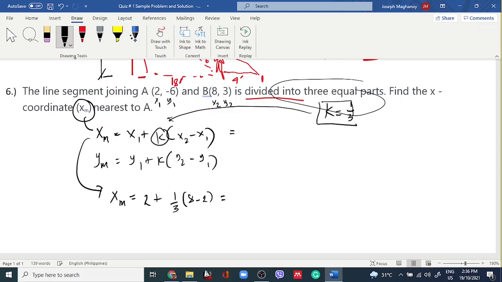So finally, your X sub m is equal to 1/3 times 8 minus 2, that is 6. 1/3 of 6, that is 2, plus 2. So therefore, the line segment joining the points A and B with respect to the nearest point to A, X sub m is equal to 4. Or, same principle gamitin mo dito sa Y. So for XM, that is the nearest point to your point A.